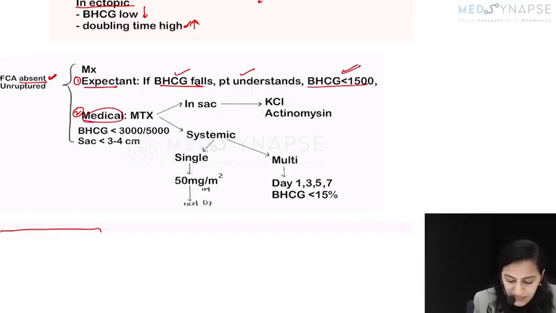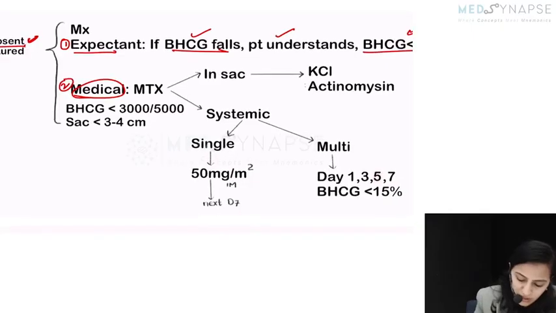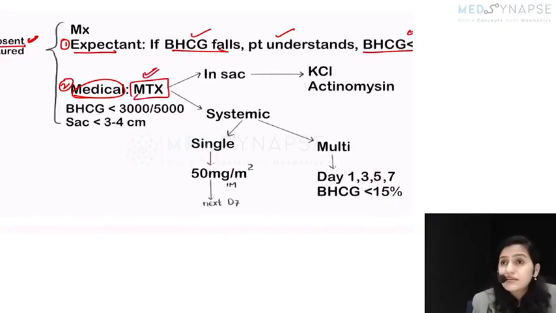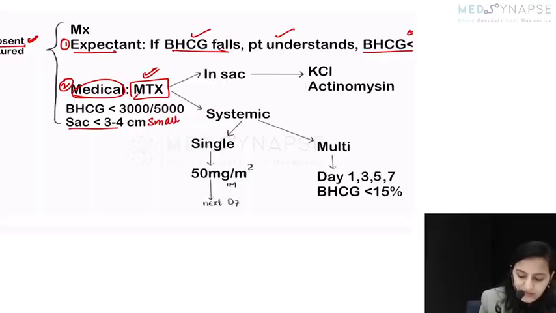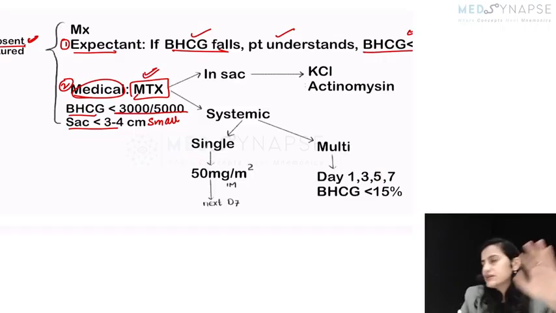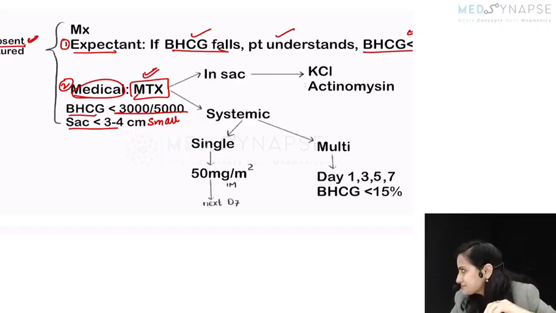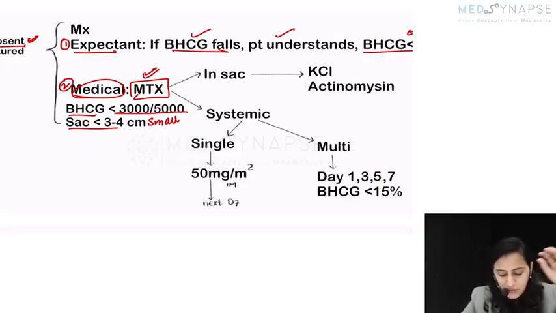You will do a medical management. The most common drug used here is methotrexate. When will you do the medical management? It should not be a live ectopic. The sac should be small, less than 3 centimeters. Beta HCG should be less than 5000. So beta HCG should be low, the sac should also be small. Then you will do the medical management.